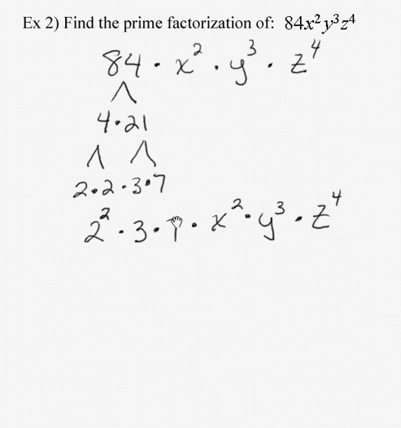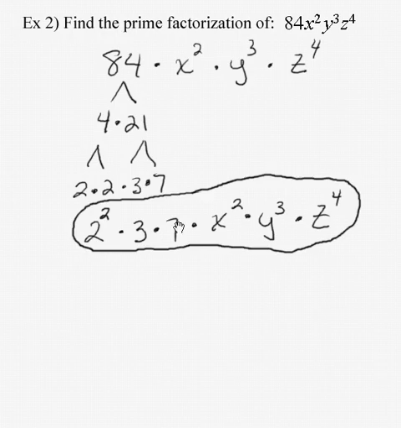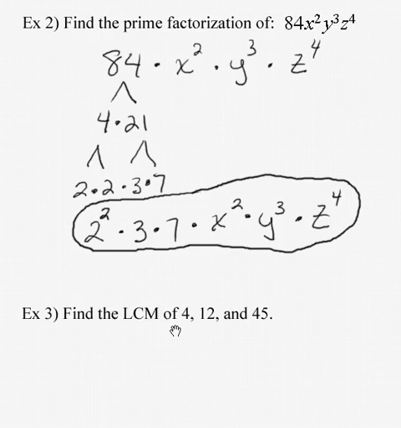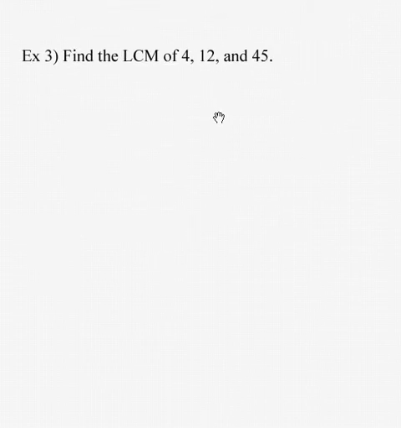Variables are already in their prime factorization, usually, if they're simplified. We have x squared, y cubed, z to the 4th. So that's our prime factorization of our monomial, 84x squared y cubed z to the 4th. We're ready now to start looking at least common multiples. Let's do one of just integers first, and then we'll come back and do a monomial in the process.